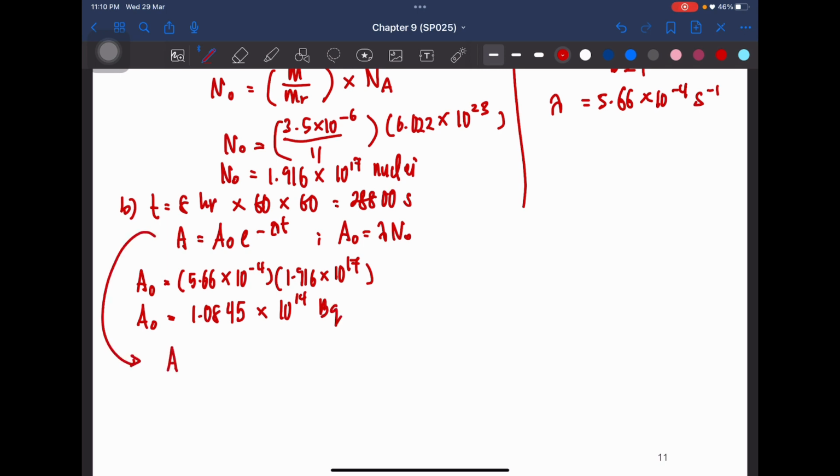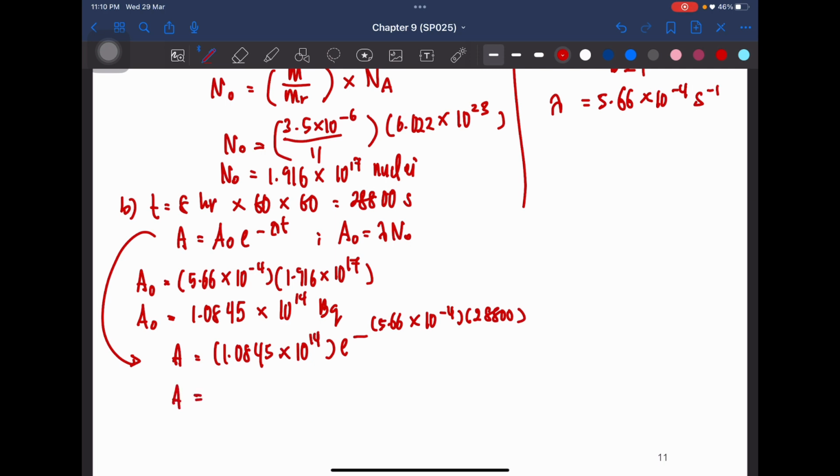And then the final activity after 8 hours is just, we are just gonna use this one, 1.0845, and then E negative lambda is 5.66, 10 negative 4, 8 hours, 28800.